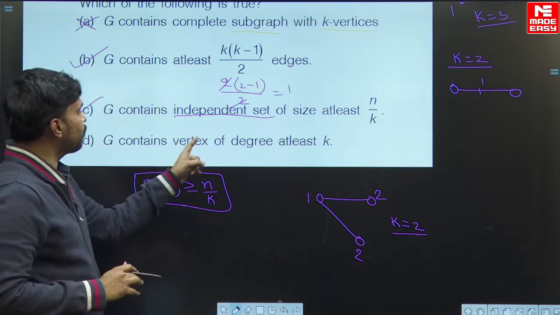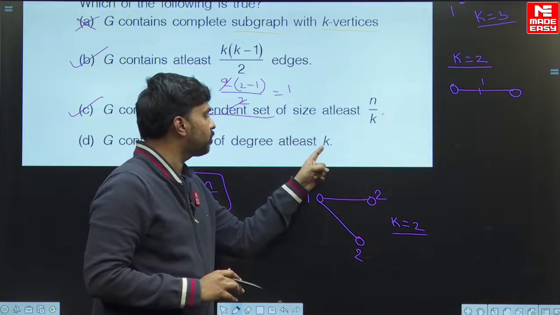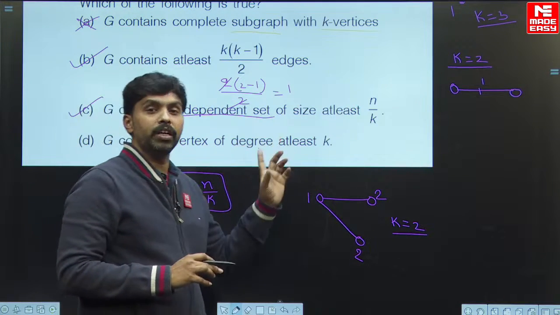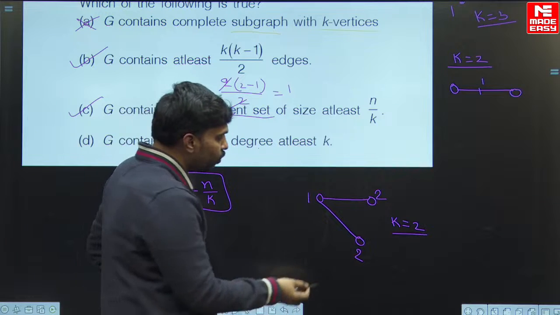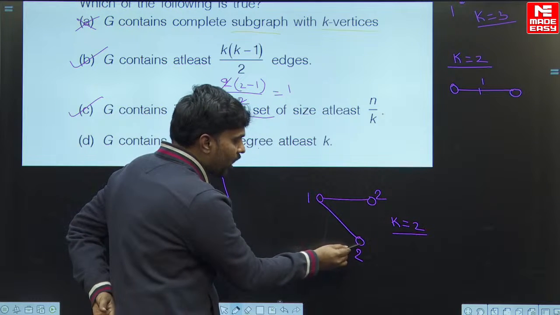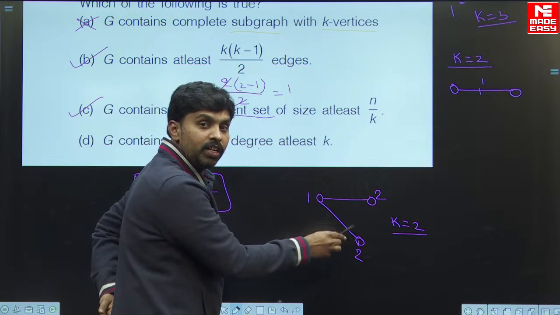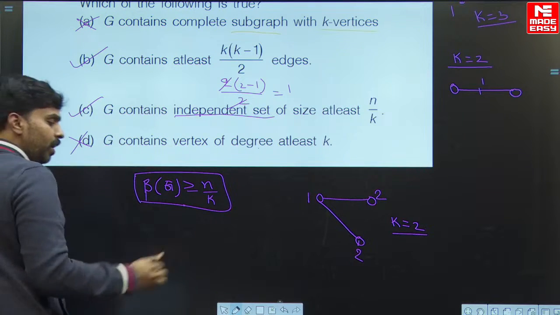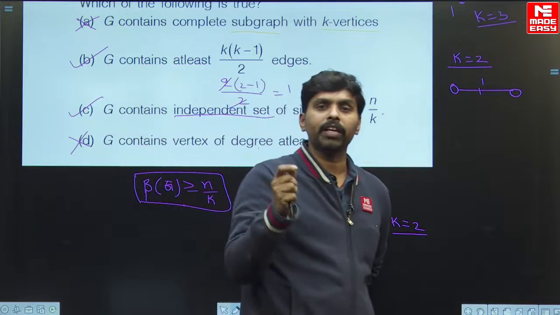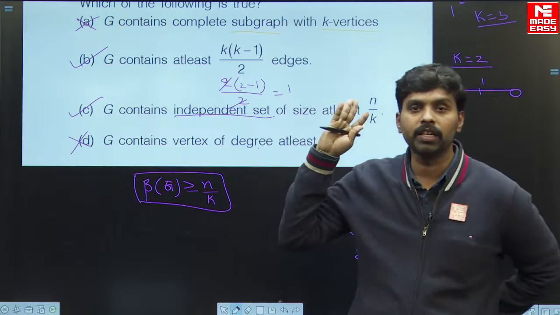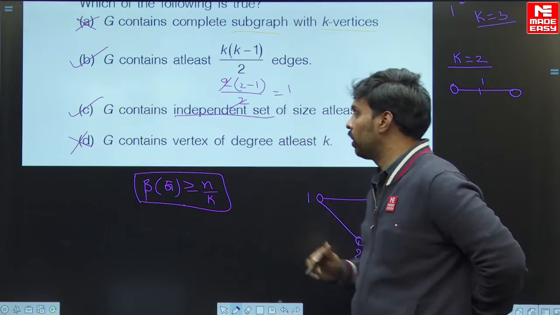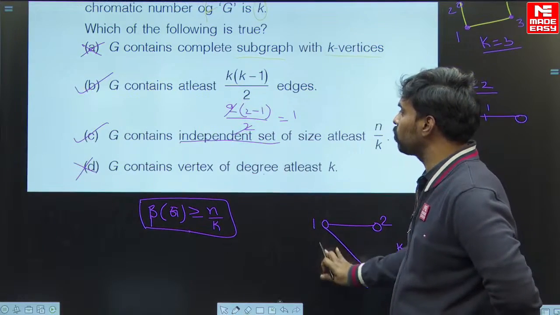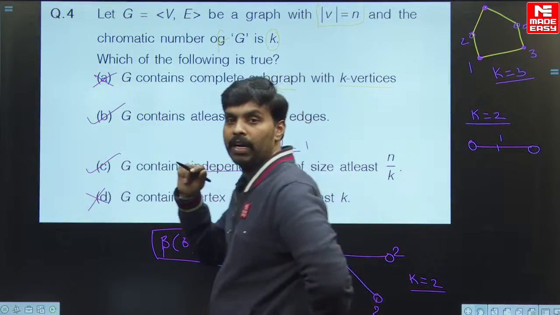So G contains a vertex of degree at least k, so the degree should be at least 2, that is what it says. But look here, there is a vertex whose degree is not 2. So if it fails in any one case, in any one example, you can say that it is wrong, right or not? It's false here. So with this, the answer is B and C here.